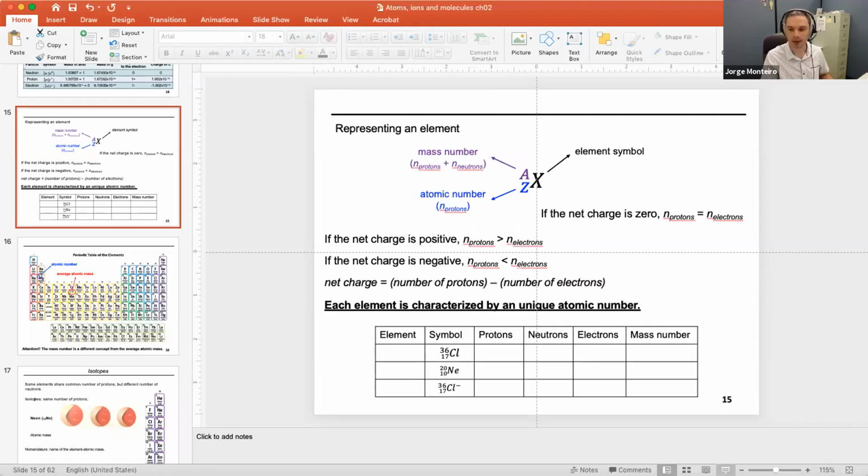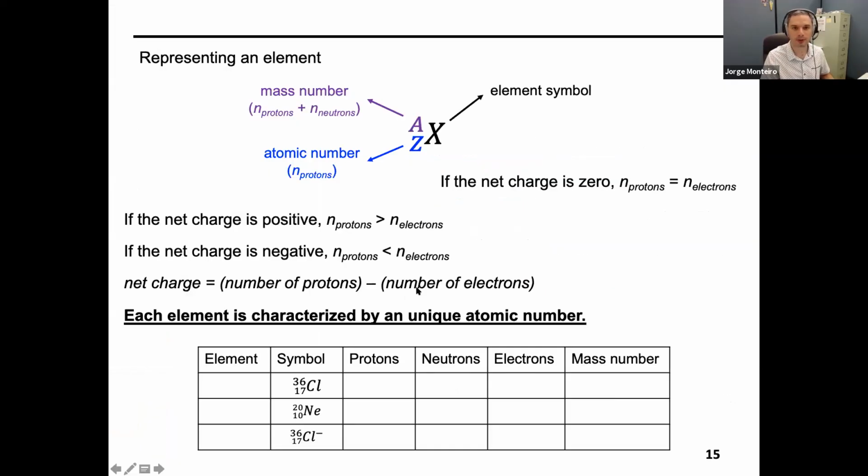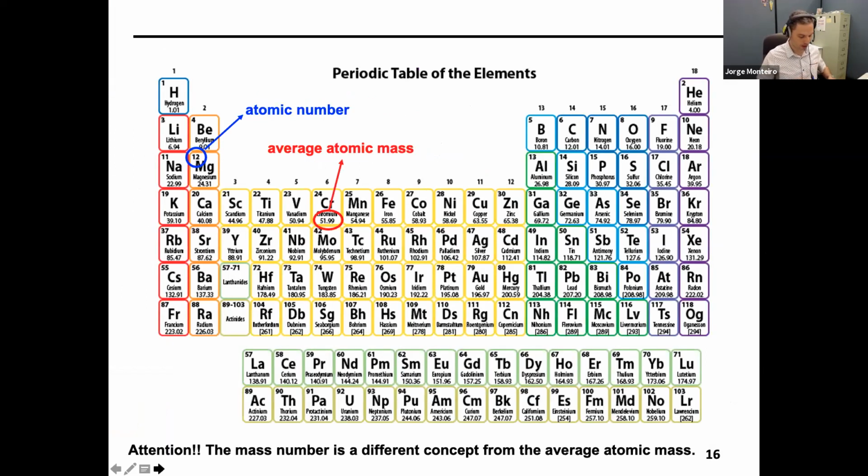Let me go back here to the PowerPoint. We are going to do some practice regarding this kind of exercise. Let's talk a little bit more about the periodic table. The periodic table contains all the elements that we have found so far in nature.